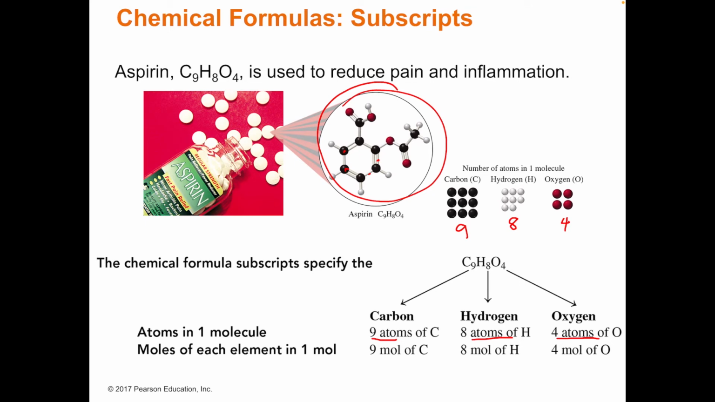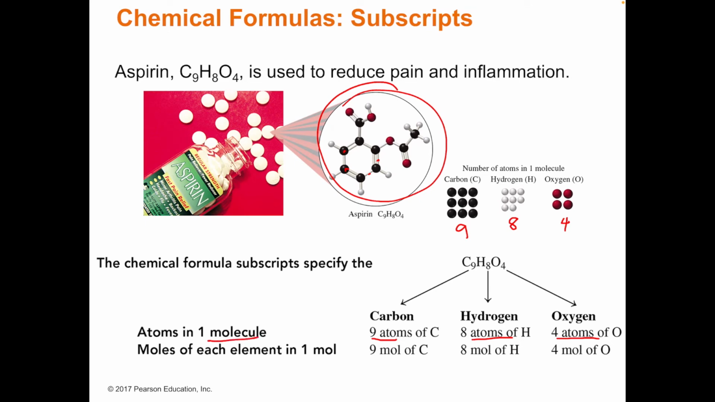But if I had 1 mole of aspirin, so I had 1 mole of these aspirin molecules, and I broke all of those apart, which would take a really long time, then I would have 9 moles of carbon atoms, 8 moles of hydrogen atoms, and 4 moles of oxygen atoms.